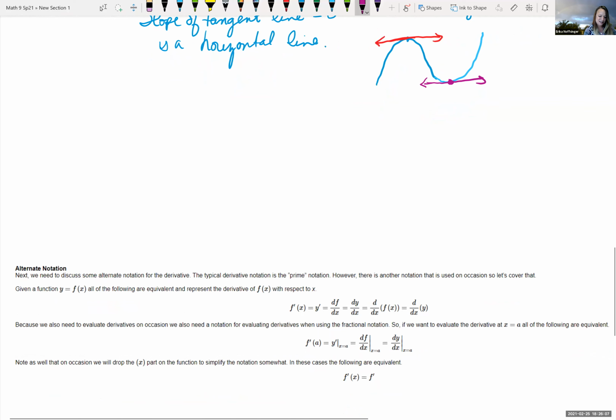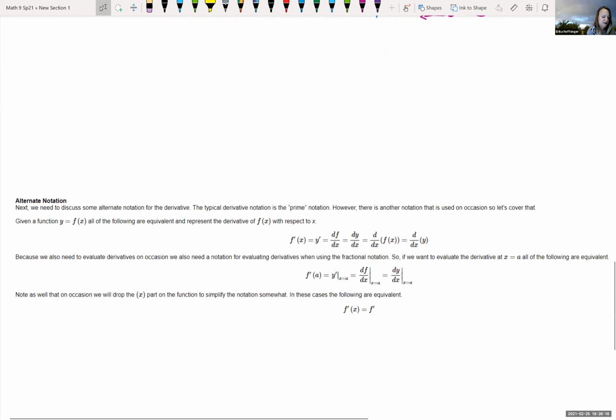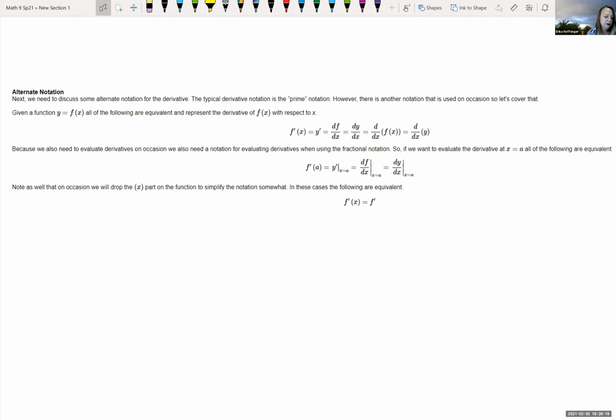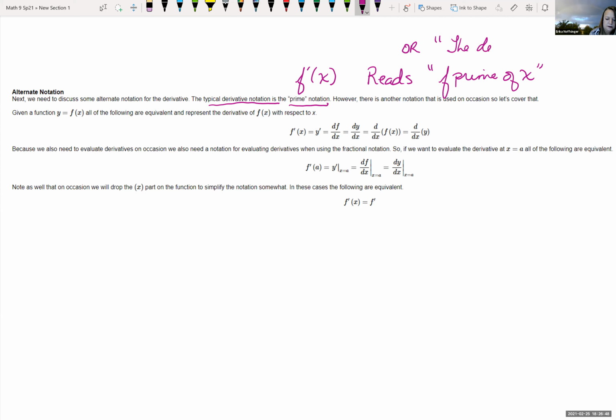Okay, so I was just mentioning that there's different notation for representing the derivative. So, alternate notation here. The typical notation that I've been using is that prime notation. So if I have f prime of x, that notation reads f prime of x, or another way that we could say that, the derivative of f of x.